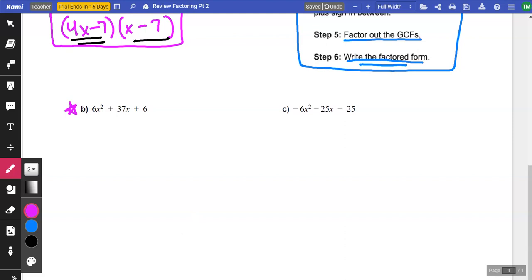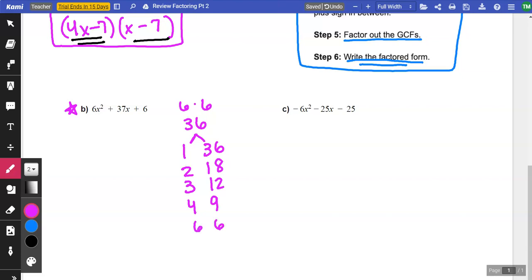All right, so the very first step is to take a times c. In this case, a is 6 and c is also 6. 6 times 6 is 36. Then make a factor tree for 36. 1 and 36, 2 and 18, 3 and 12, 4 and 9, and 6 and 6.